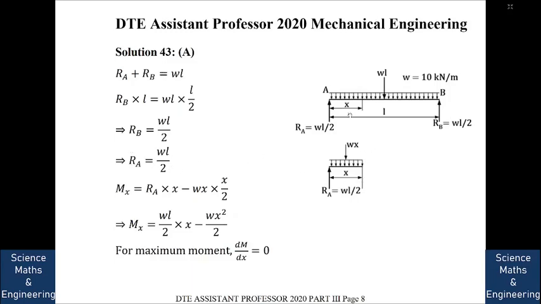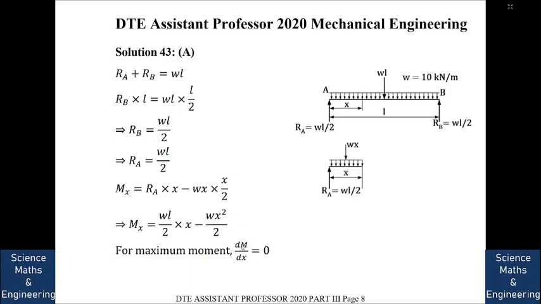Now suppose we have a point at a distance x, and we need to find the bending moment at this point. Okay, so if we consider only this portion, we see that this has a uniformly distributed load of Wx acting at a distance of x by 2 from the left side and the right side. Now Mx would be equal to RA into x minus Wx into x by 2, which becomes WL by 2 into x minus Wx square by 2.